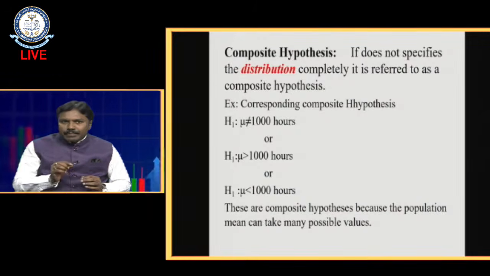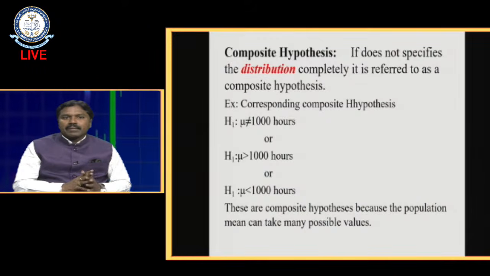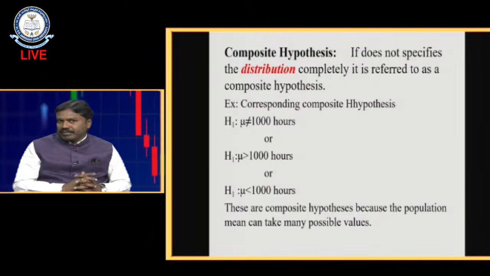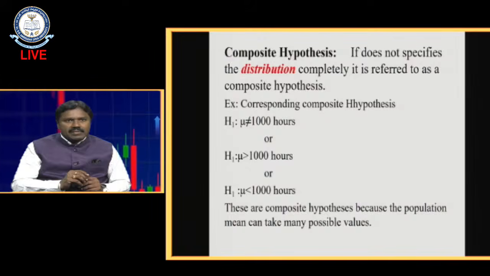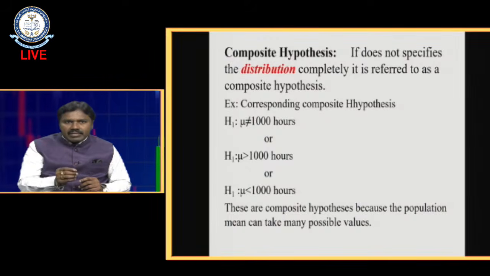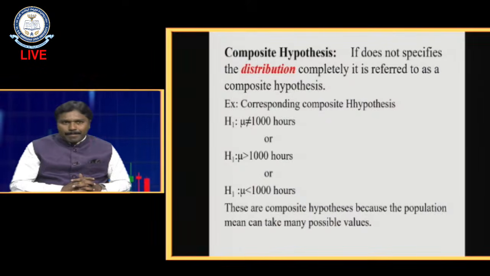So these hypotheses are composite hypotheses because the population mean can take many possible values. Here, either mu is not equal to 1000 hours, or mu is greater than 1000 hours, or mu is less than 1000 hours. Simple and composite hypotheses are not the same. The simple hypothesis is equal to 1000 hours; the composite is not equal, or the exact opposite.